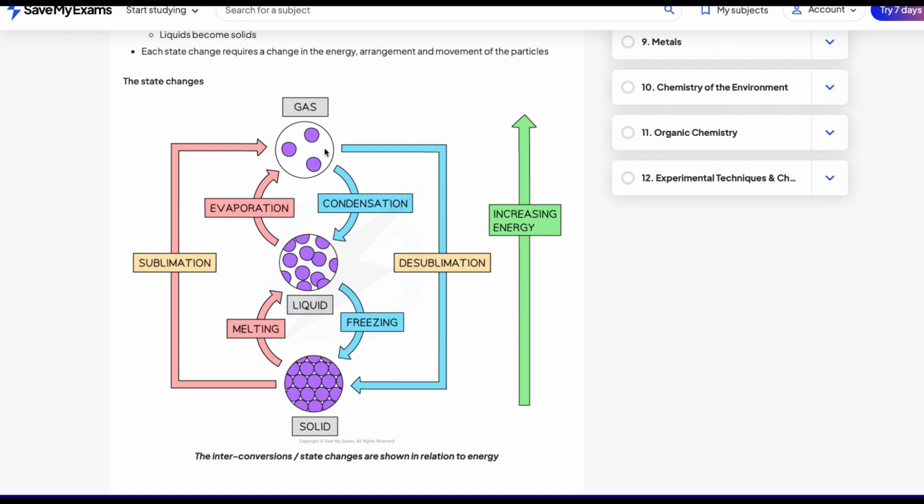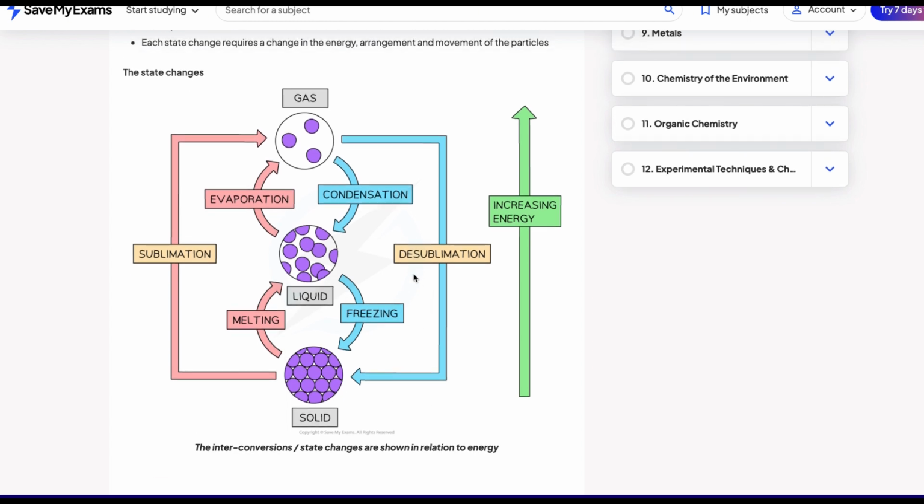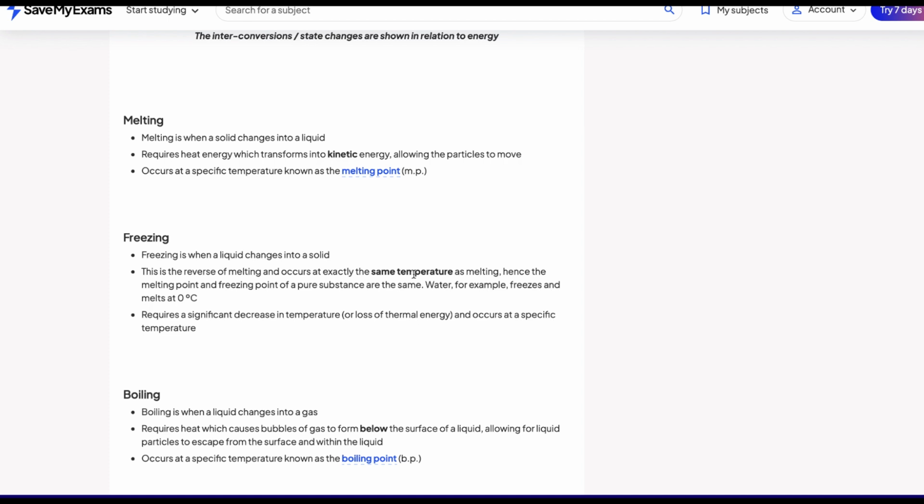And also there's what we call desublimation. Something that is a gas can be cooled to become solid. Same examples that I've just given. Okay, so this is very important in your exam, this diagram, even though it looks very basic, but you need to remember it very intensely.